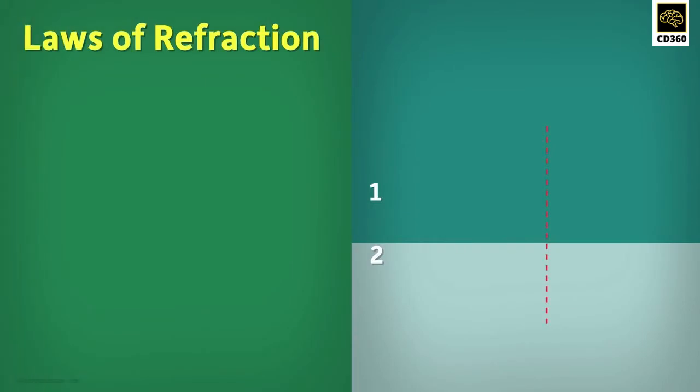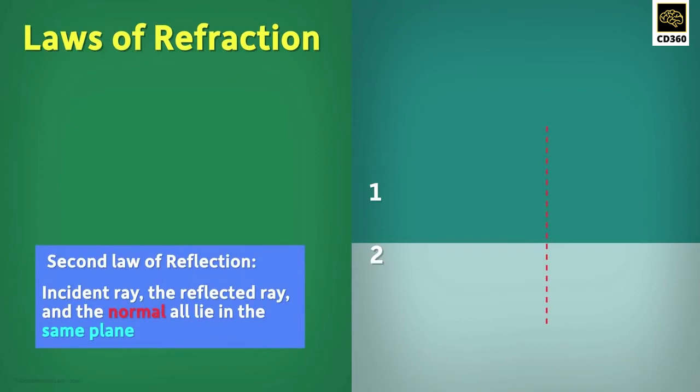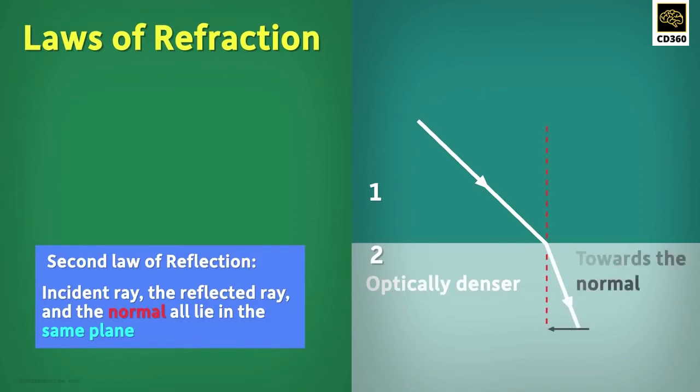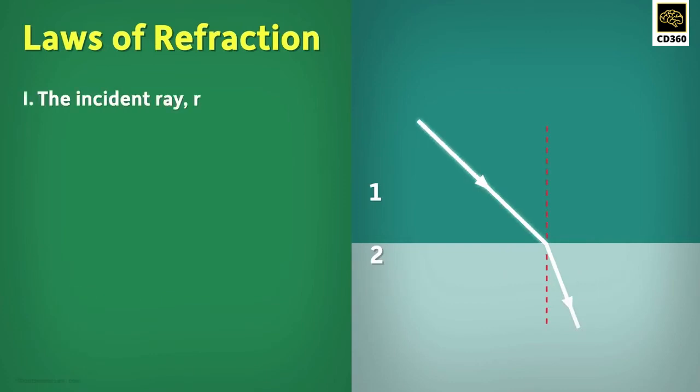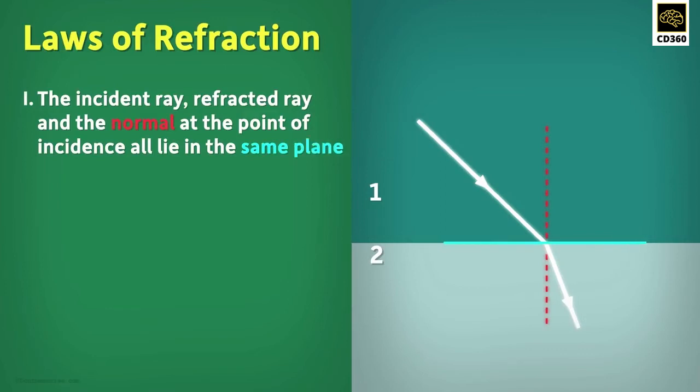There are two laws of refraction. Among them, the first one is the same as the second law of reflection. Consider light travelling from some medium 1 to another medium 2, which is optically denser than medium 1. So its speed in medium 2 decreases and it bends towards the normal. The first law of refraction says that the incident ray, refracted ray, and the normal at the point of incidence all lie in the same plane. It means that if I were to draw this on a piece of paper, they all will be on the plane of paper and not out of the paper.